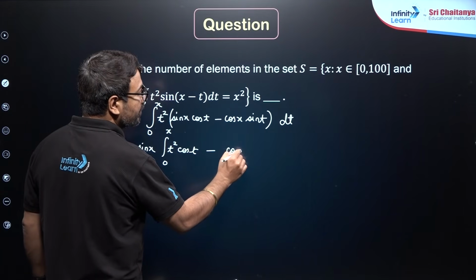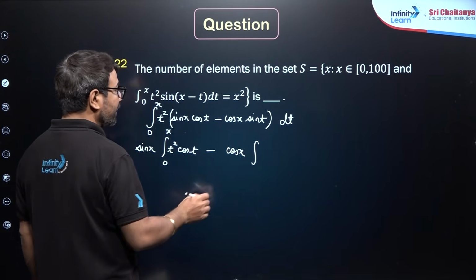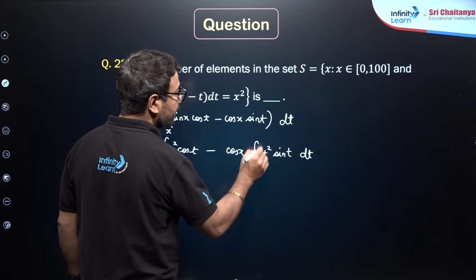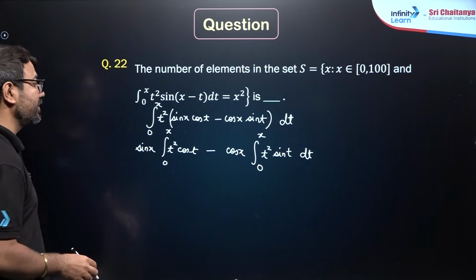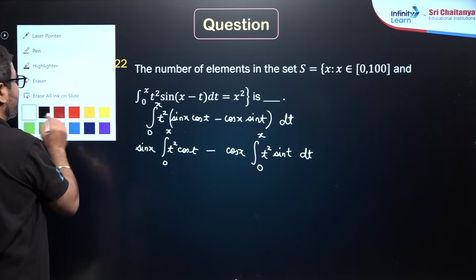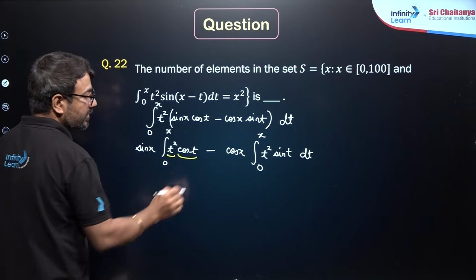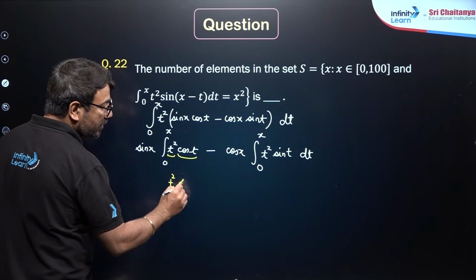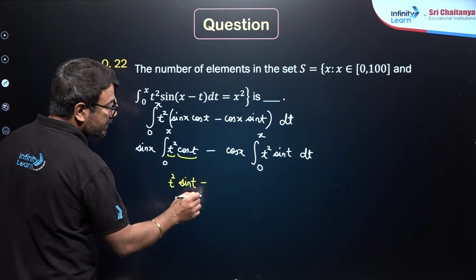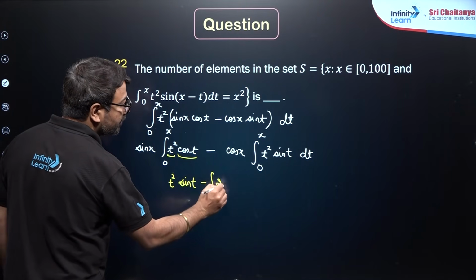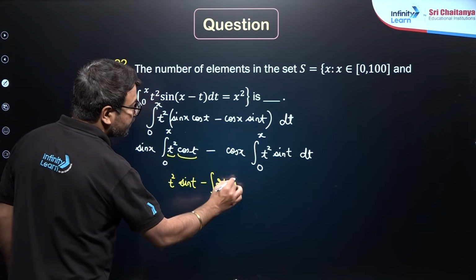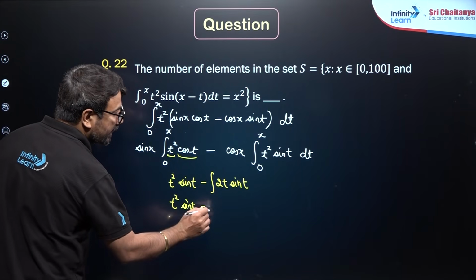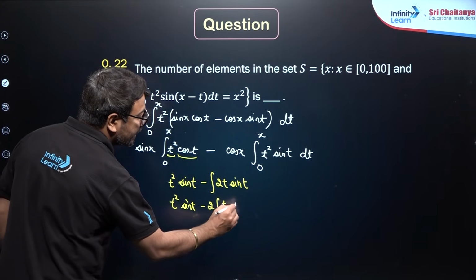In the same way, you have to take cos x outside, and then here it will be t square into sin t, and then dt, and the integration will be from 0 to x. Now you have to apply the f(x) into g(x) rule, this into this. So you will write the first function as it is, integration of the second function, minus whole integration of differentiation of the first function into integration of the second function. So ultimately you have t square into sin t, and then 2 will be taken outside, t into sin t.